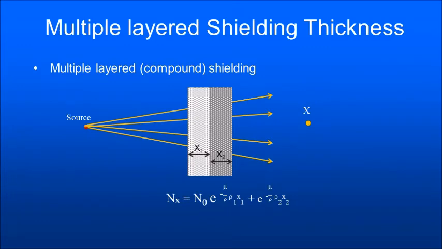If you have multiple layer shielding, for example, you have two layers here, X1 and X2, having different densities. And if you want to know the exposure at this point X, Nx is equal to N0 e power minus mu1 X1, e power minus mu2 X2, but it is written as mu by rho into rho 1, mu by rho into rho 2. That is, these are two different materials, right? And I have included the mass attenuation coefficient. Otherwise, it will be mu1 X1, mu2 X2. So this is how you determine the exposure if you have multiple layered shielding.